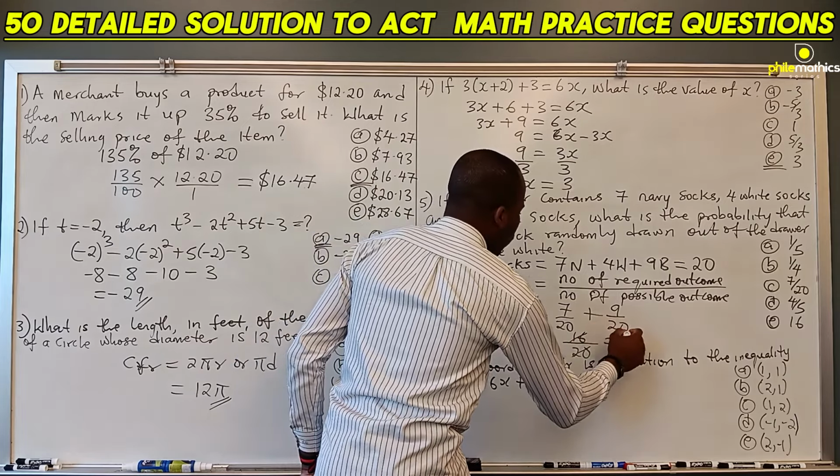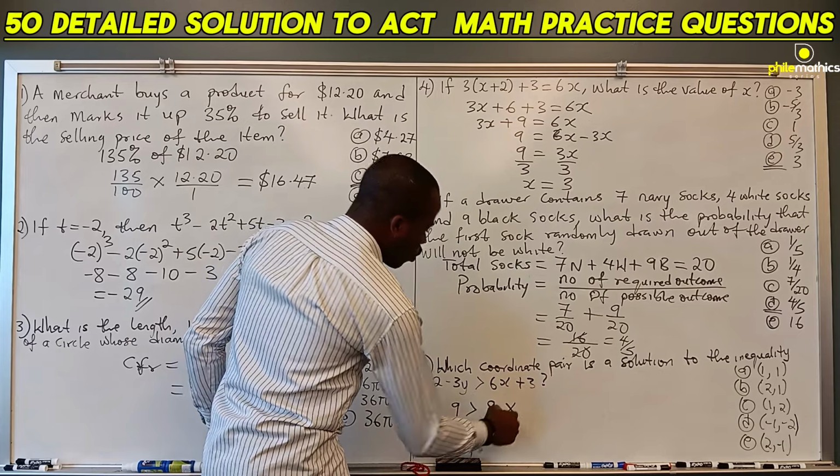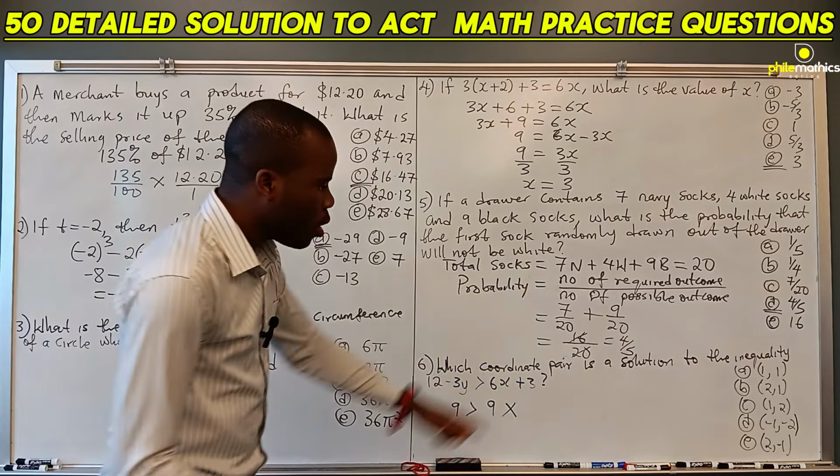Question 6 says, which coordinate pair is a solution to the inequality? For us to find the coordinate pair that satisfies this inequality, we will substitute those coordinate points into the inequality and find which of them satisfies it. The first one, 1, 1. If we substitute 1 for x and 1 for y, we'll have 12 minus 3 will be 9, greater than 6 times 1 is 6 plus 3 is 9. This is not correct, so A is gone.